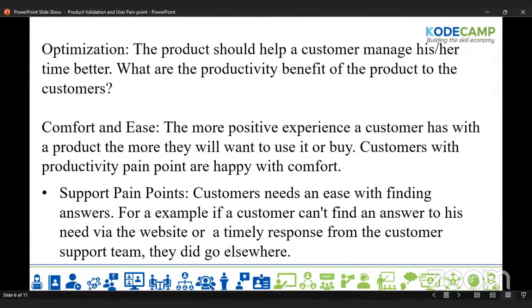So under other productivity points, we have other areas that are quite important. So optimizing productivity, or optimization. How can your product help your customers with their time efficiency? I've explained that.